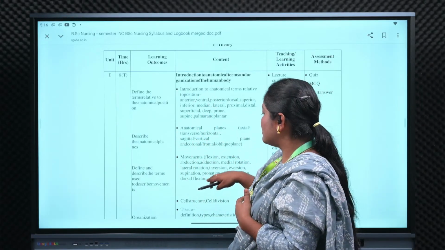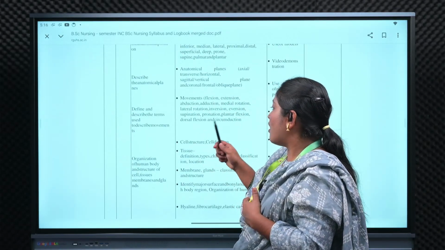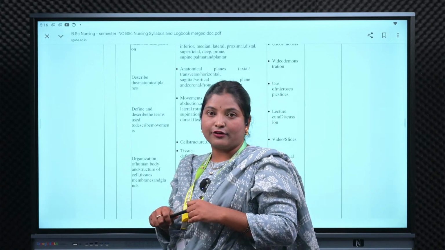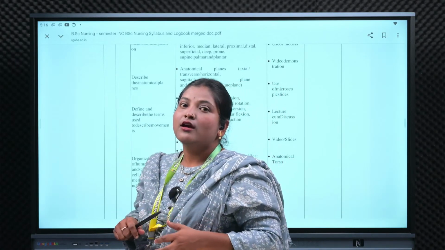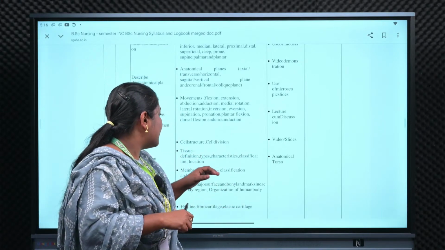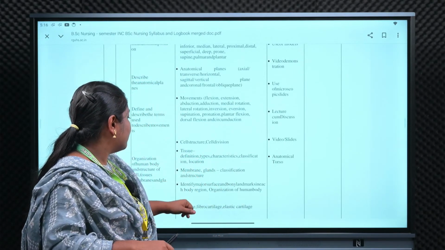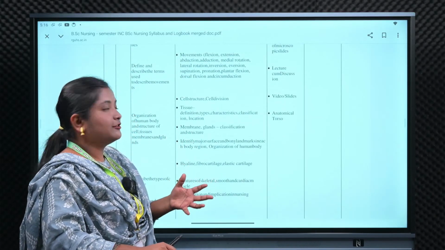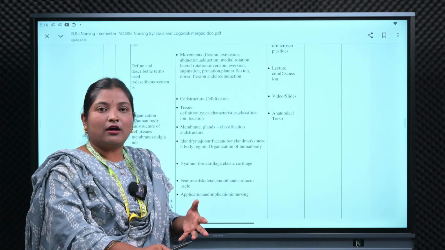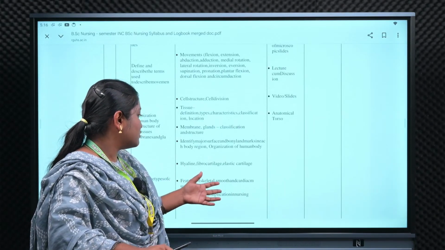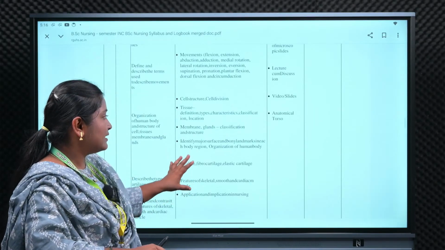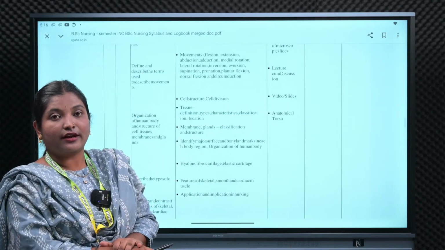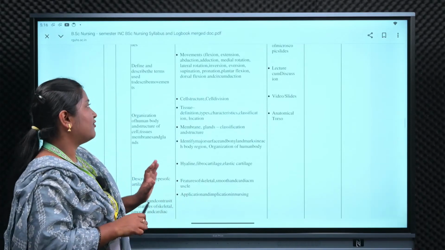Now we can see the organization. The organization at the cellular level, we are going to study deeply. Then tissue, we are going to know about this, and everything related to our bones and the musculoskeletal system. We are going to study the human body organization, the cell and its structure, everything. So this is all about the first unit.